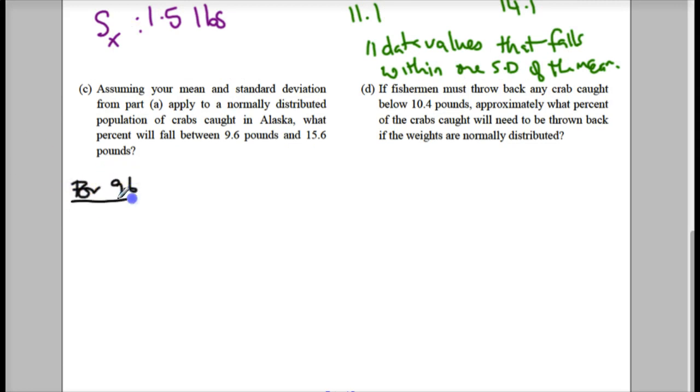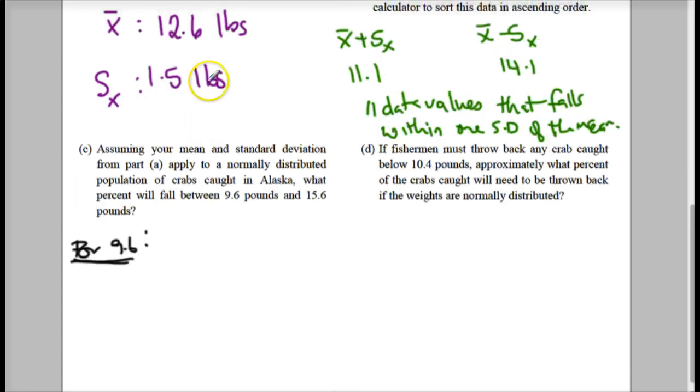We know that this is actually going to be below our mean, because our mean is 12.6. So 12.6 take away 9.6, divided by our standard deviation, which we found to be 1.5. This actually works out in your calculator to be 2 standard deviations below the mean.